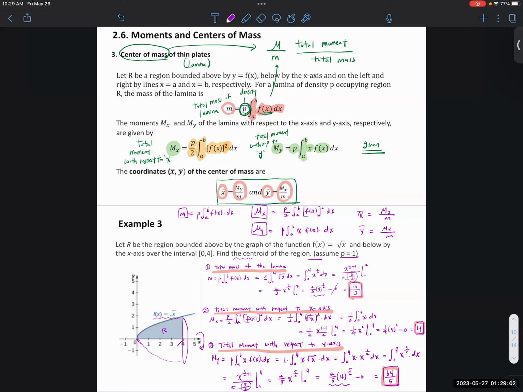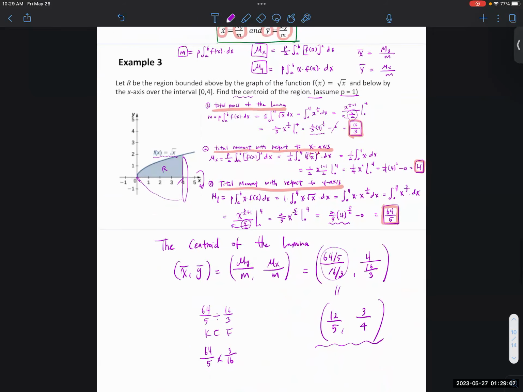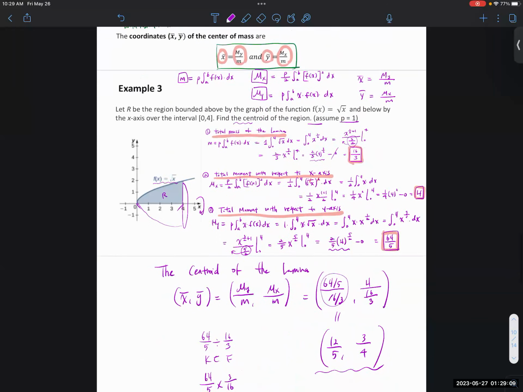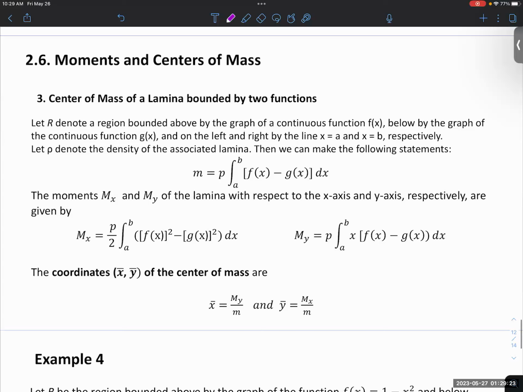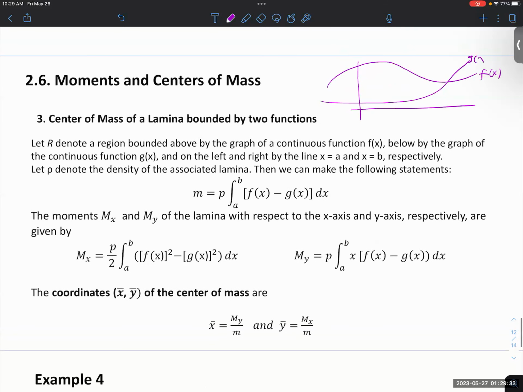All right, I'm going to do one last question, a little bit complicated. So in this concept, we had only one given function. Ooh, what if I give you two functions and let's find the centroid balancing point. So here we go. Same concept. You have two functions going on. So let's say I have these two functions, f of x and g of x, and then from a to b.